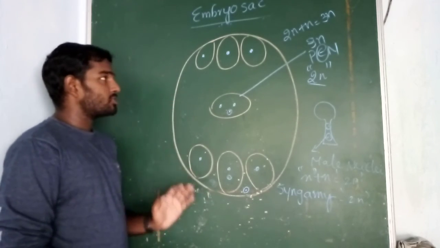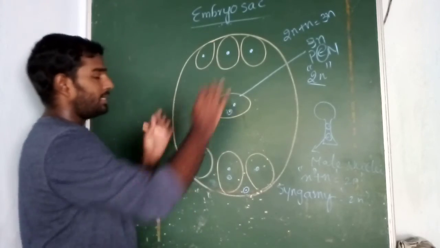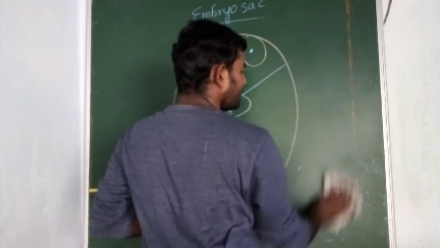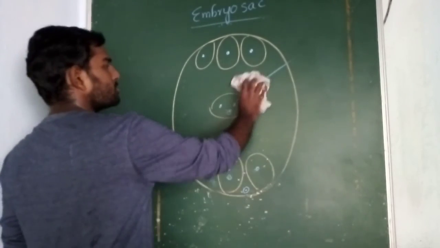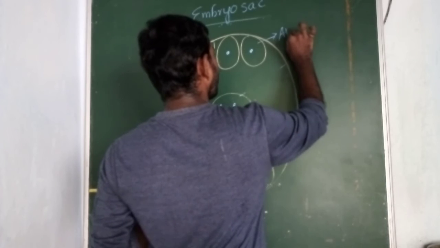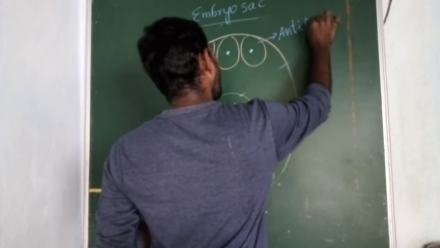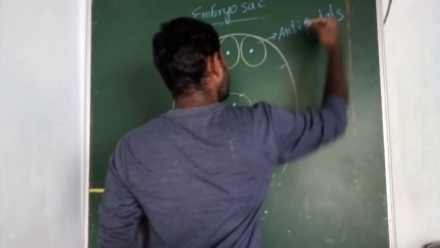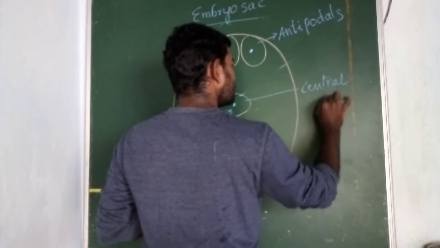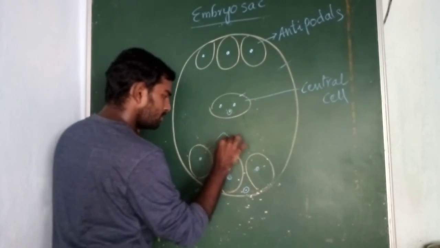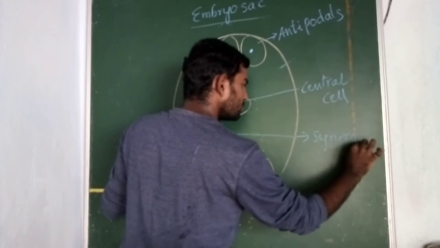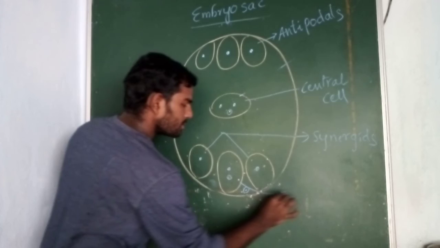The embryo sac consists of three antipodals. I didn't write the names, so I will write them now. This is a somewhat important and interesting topic also. The upper three are called antipodals. The center one is the central cell, and there are two synergids, along with one egg cell.